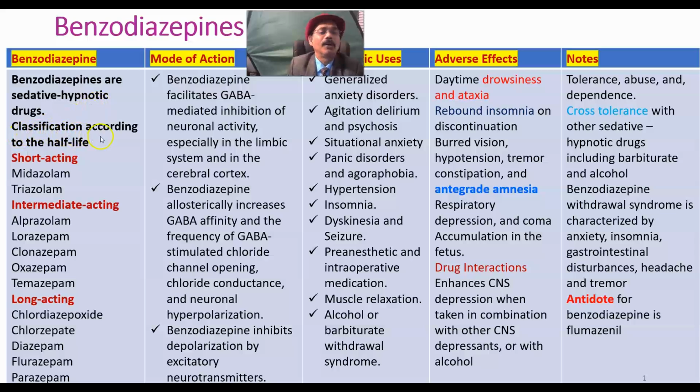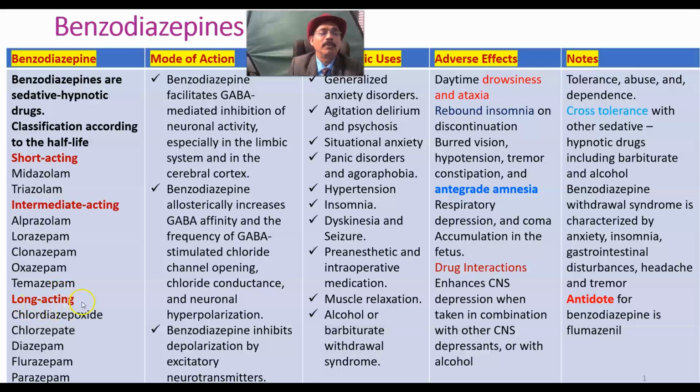Classification according to half-life. Short acting: half-life is around 5 hours or less. This includes midazolam and triazolam. Intermediate acting benzodiazepines have a half-life of 5 to 24 hours. These include alprazolam, lorazepam, clonazepam, oxazepam, and temazepam.